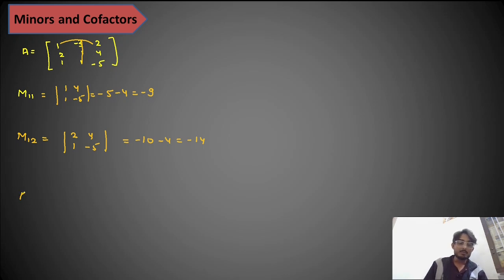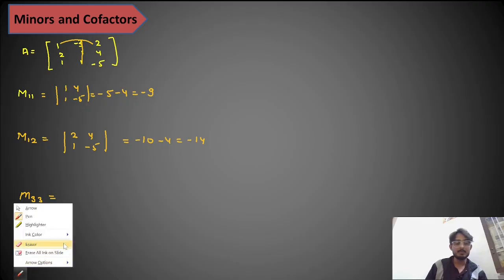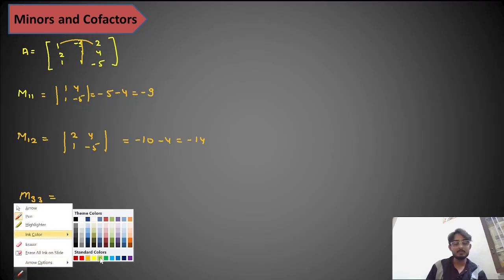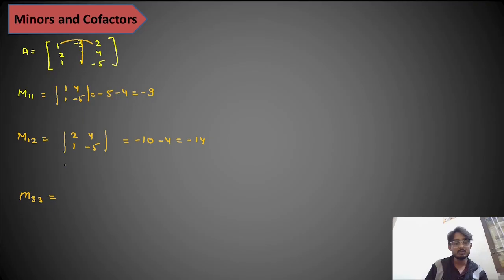Can you find the minor of this element M33? How can you find the minor of this element M33? You can find it by eliminating the third row and third column. So when you eliminate the third row and third column, you will get 1 minus 3, 2 and 1. 1 ones are 1, 3 twos are 6, minus and this minus also, minus minus plus, 6 plus 1 is 7. These are the minors. Okay.